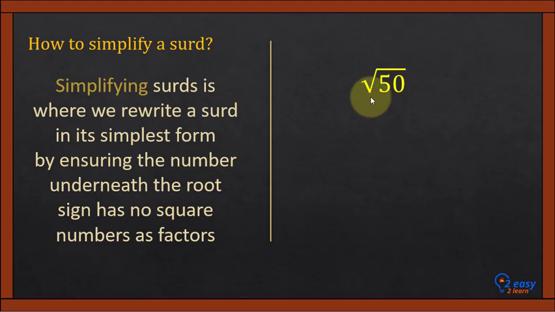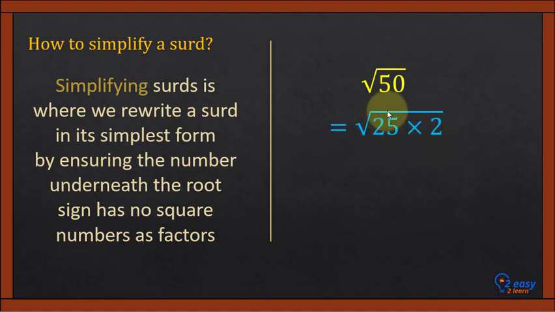Square root of 50 is a surd. What you need to do is divide this 50 into two factors. One factor should be a perfect square and the other factor should not be a perfect square. Can you think which two numbers are the factors of 50? One is a perfect square, another one is not a perfect square. Yes, 25 times 2. 25 is a perfect square number and 2 is not a perfect square number.